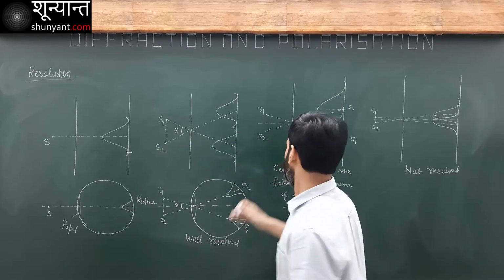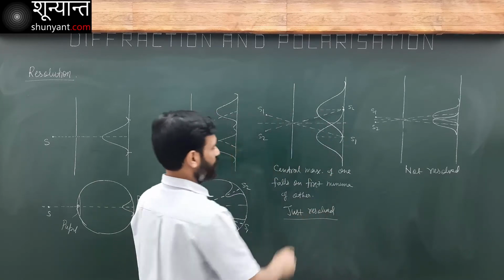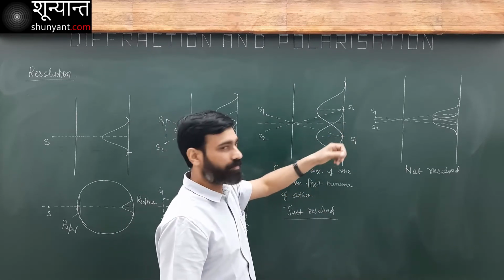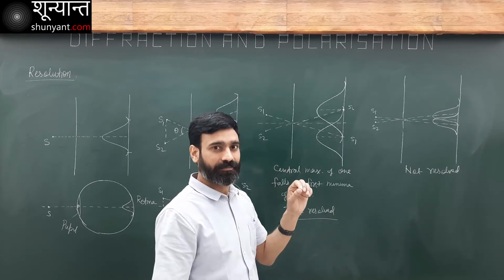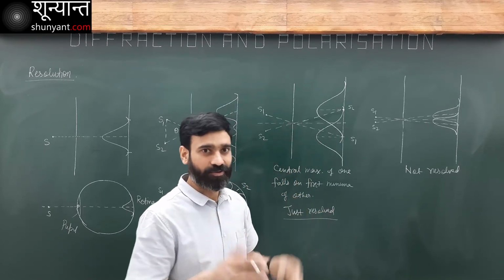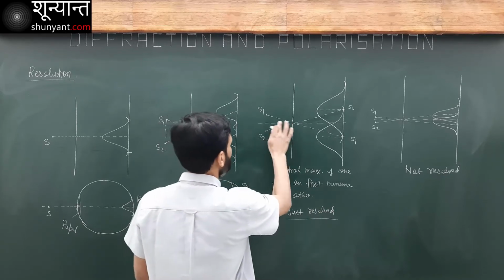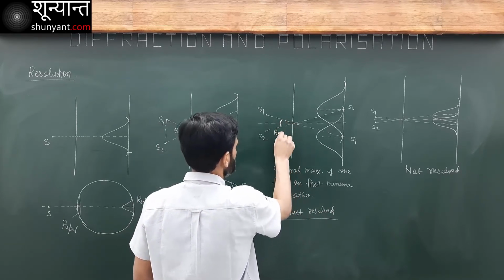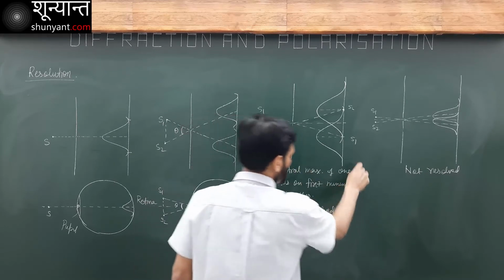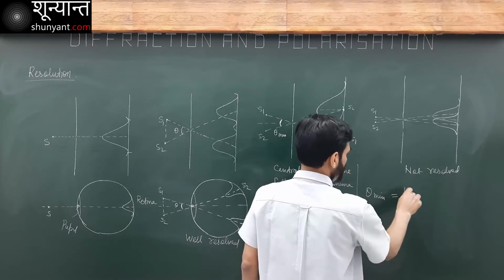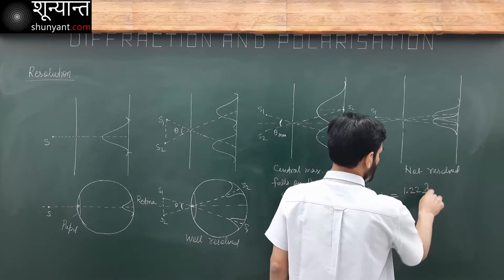So this is the case of just resolved, when the central maxima of one falls on the first minima of the other. If the angle is less than this, then they are not resolved. So what is this minimum angle? This theta minimum is equal to 1.22 lambda over a.